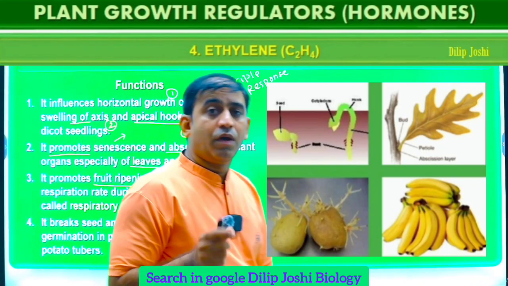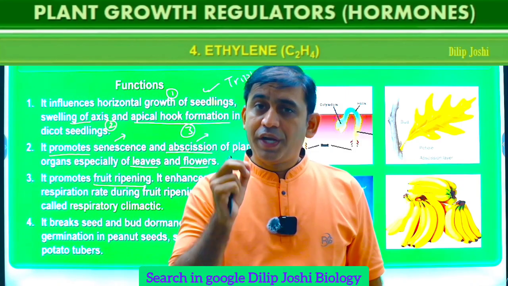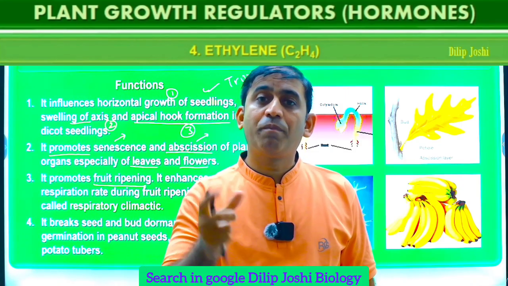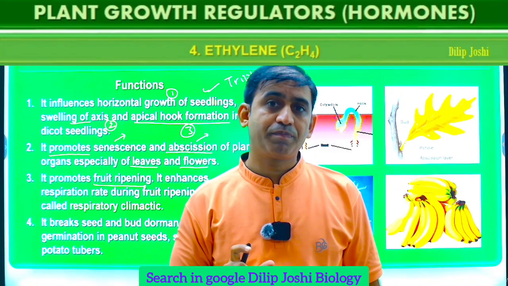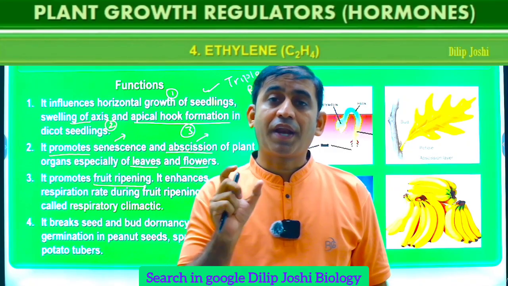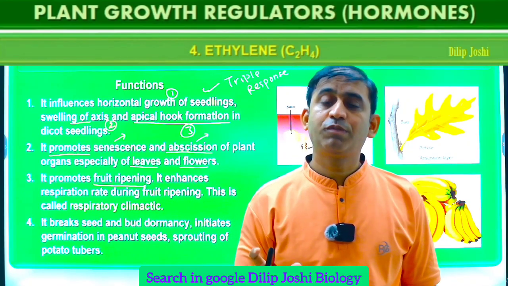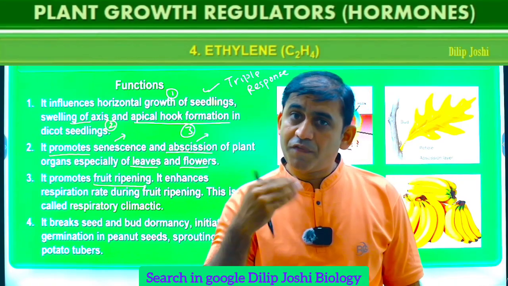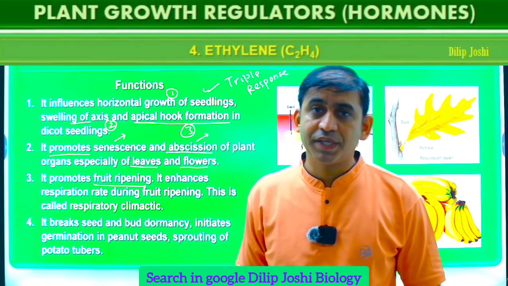So what will ethylene do? It will help in the ripening of fruit by increasing the rate of respiration, and this is called respiratory climacteric. What is meant by respiratory climacteric? The ripening of fruit by increasing the rate of respiration. This is called respiratory climacteric.